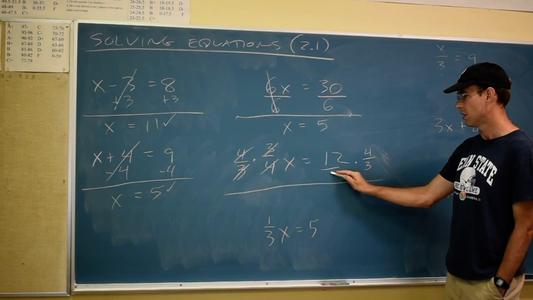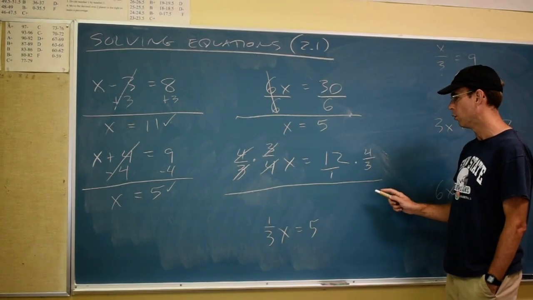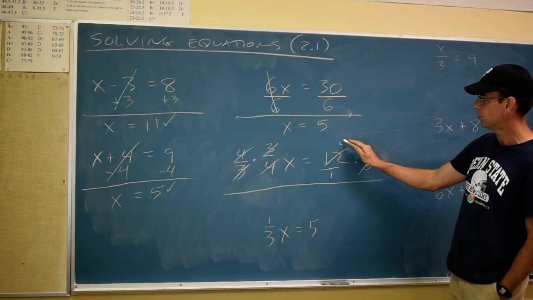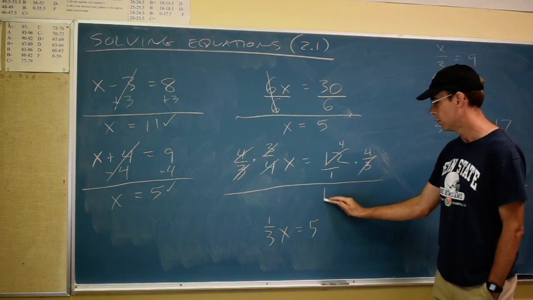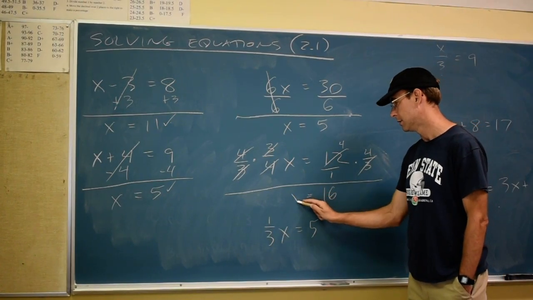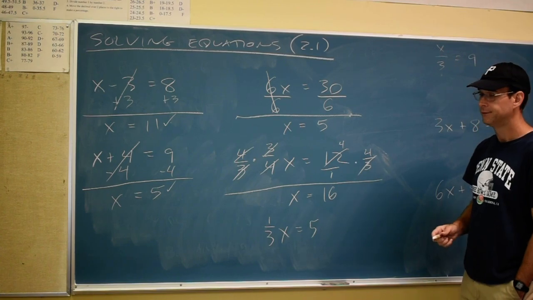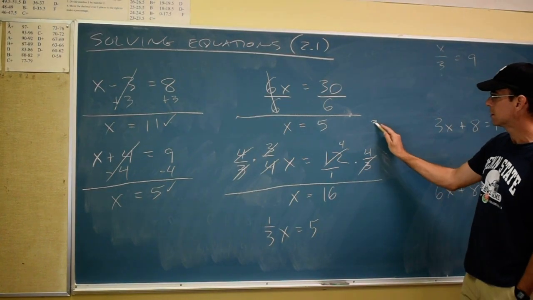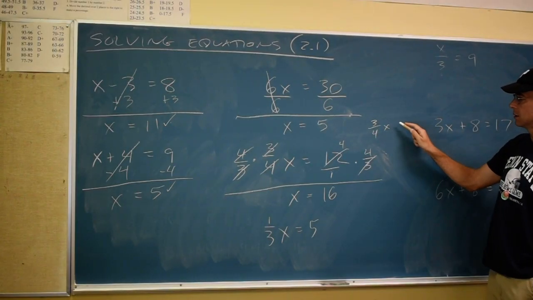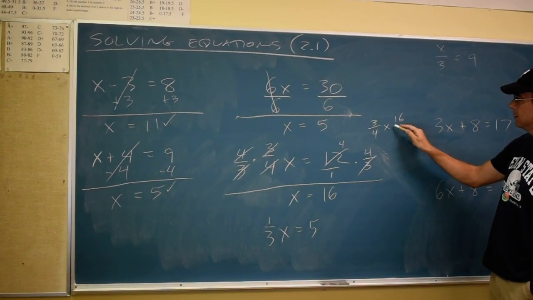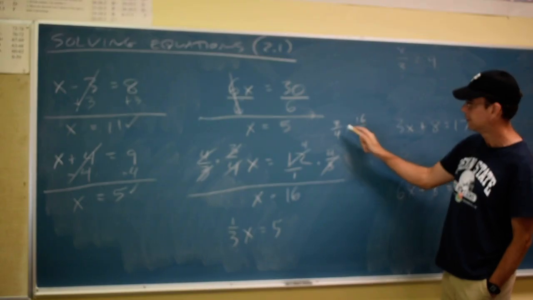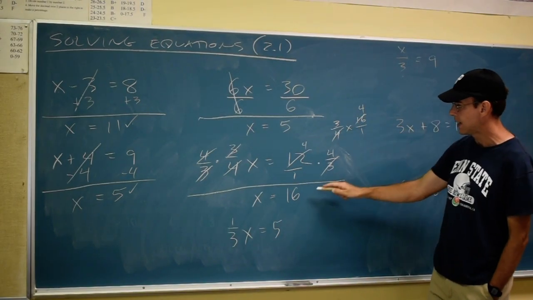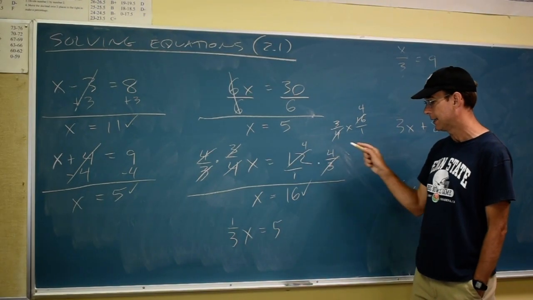If I multiply here by 4/3, if it helps you, this is over 1. I don't care if you write the over 1. Another nice little cancel. 3 canceling 12 is 4. 2 4s is 16. So x would equal 16. If we want to check that, go back to where we had that 3/4 x. 3/4 multiplying 16. If you like, that's over 1. 4 into 16 cancels for 4. 3 times 4 is the 12 we had. That does check out.